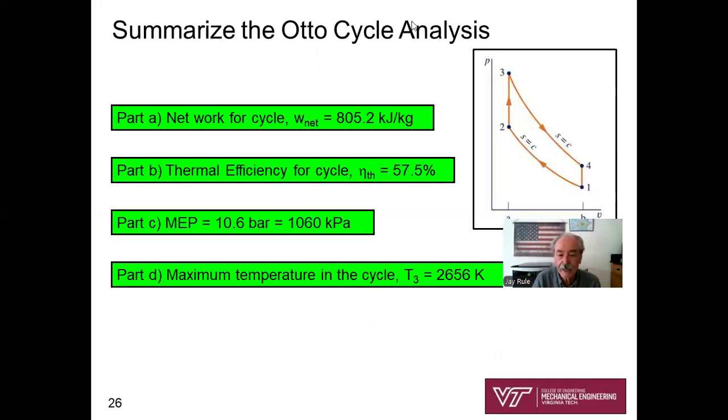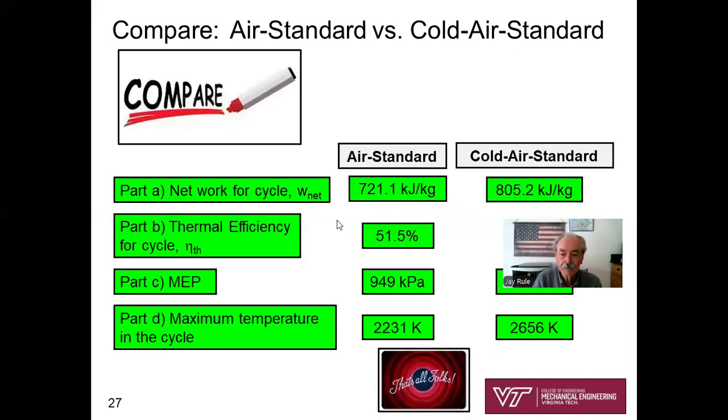And so here's the recap of our Otto cycle analysis using air as an ideal gas with constant specific heat. And there's those numbers. We just found them, okay? It makes sense to compare our numbers using cold air standard analysis to the air standard analysis. And here is that comparison. Here's a comparison table. So I went back to the previous solution and tabulated the air standard values.